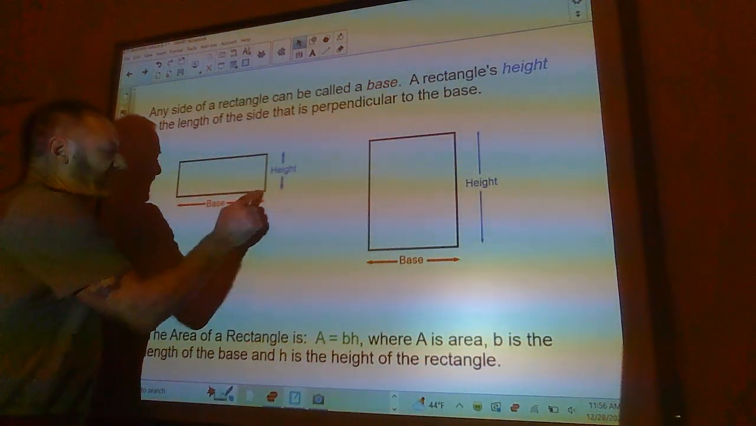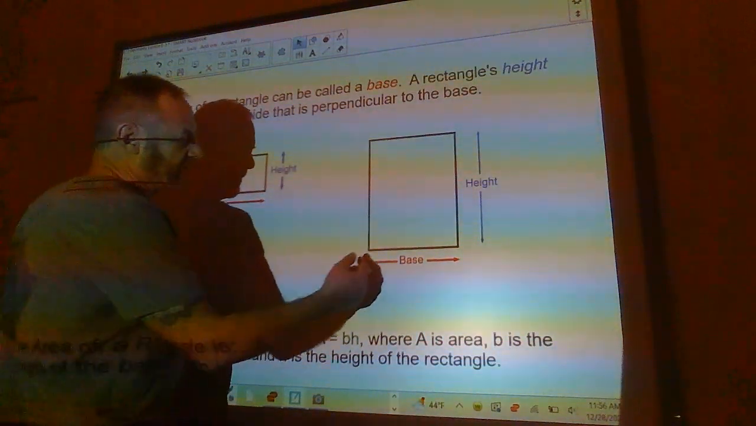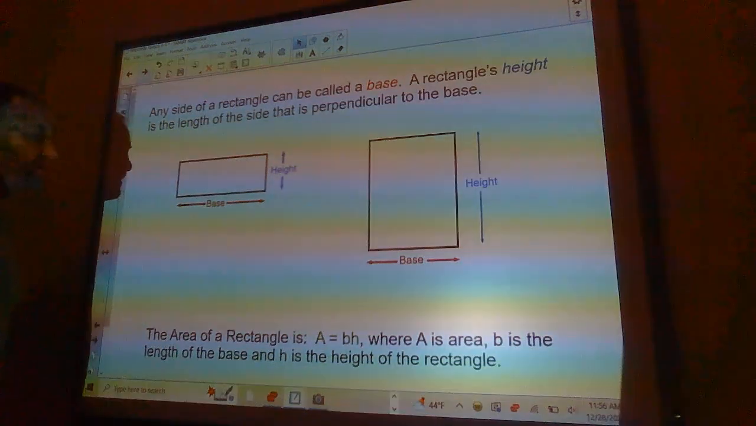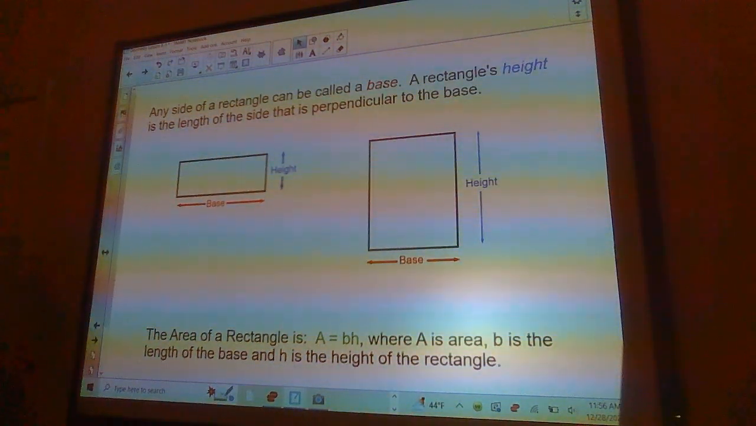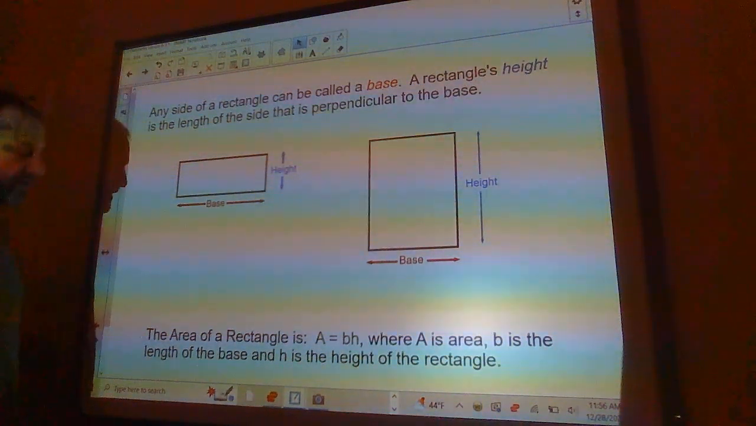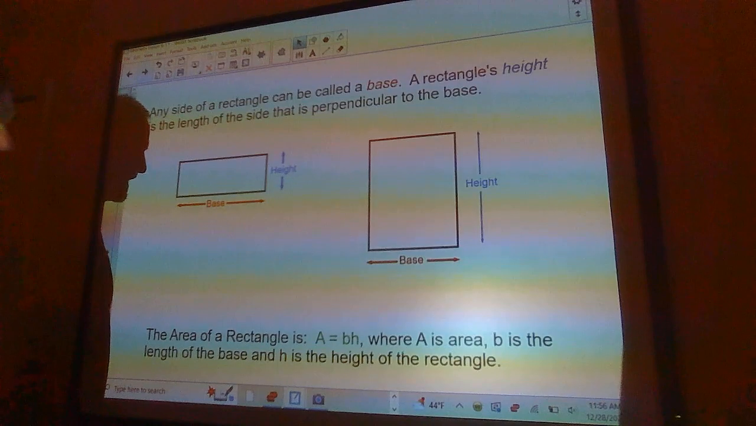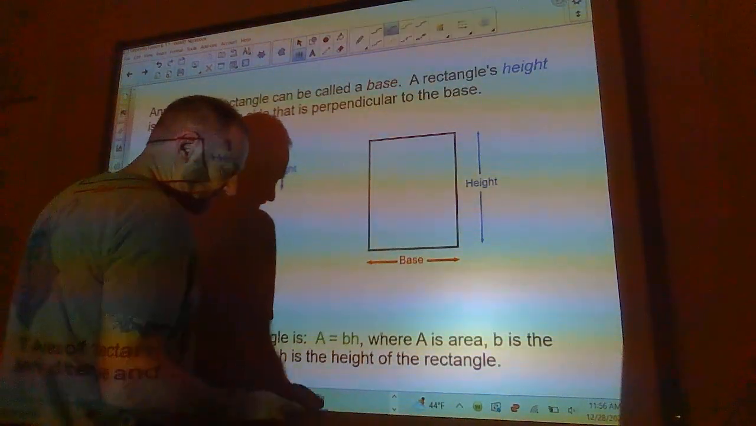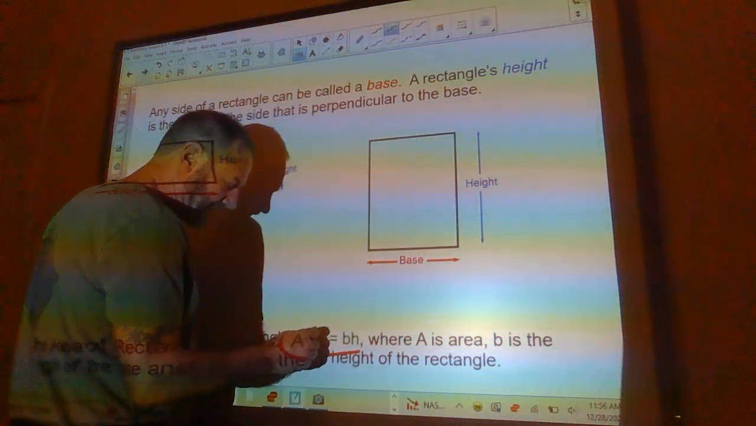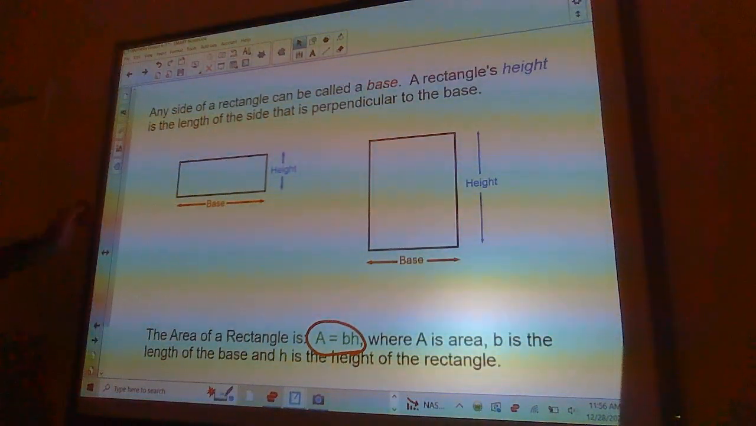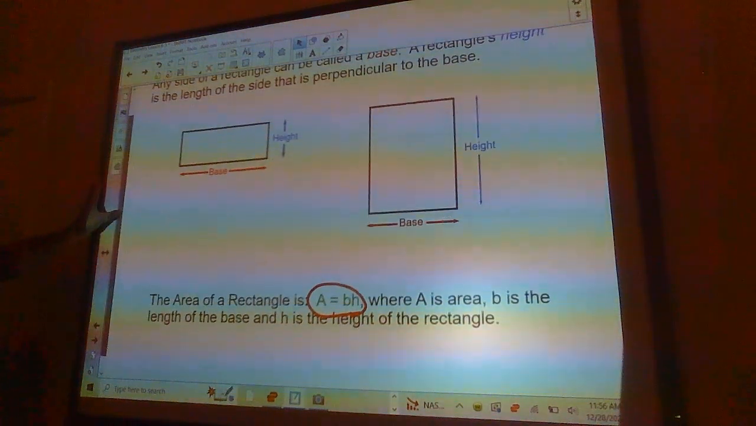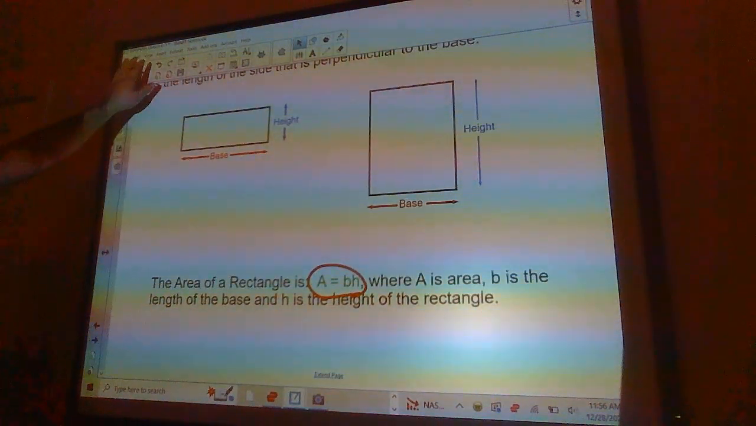The base of a rectangle is just whichever side is on the bottom, and the height is the side. Sometimes you see it written length times width, it's the same thing. The area of a rectangle is B times H. So this is a formula you need to know until you die. Area equals BH, where A is the area, B is the length of the base, and H is the height of the rectangle. Very simple.